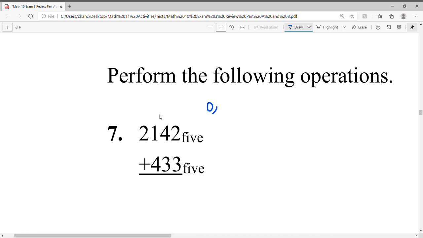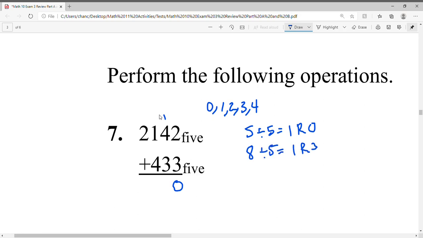The only symbols that I can use are 0, 1, 2, 3, and 4. 2 plus 3, that's 5, but 5 does not exist. We'll convert it to base 5. That's 1 remainder 0. So I have a 0, and we'll carry that 1 over. 1 plus 4 plus 3 is 8, but 8 does not exist, so we'll convert that to base 5. That's 1 remainder 3. We'll put a 3 down here, and we'll carry over a 1.